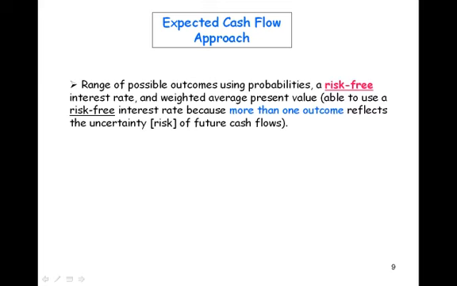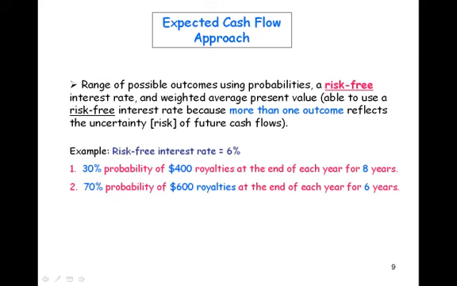The recommended approach to use to estimate fair value when uncertainty exists about future cash flows is the expected cash flow approach. This approach uses probabilities for a range of future cash flows with a risk-free interest rate. Such an interest rate will be much lower than a risk-adjusted interest rate. Returning to our example, we'll assume that we can use a risk-free interest rate of 6%.